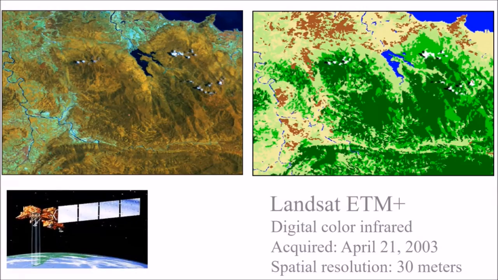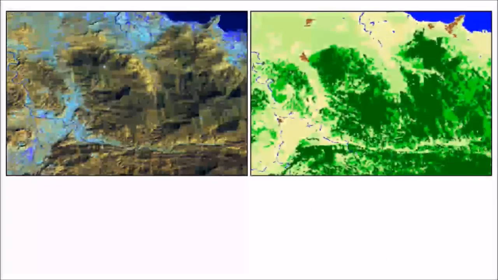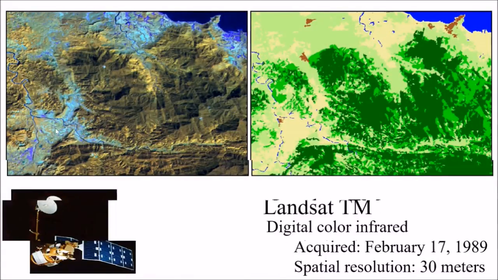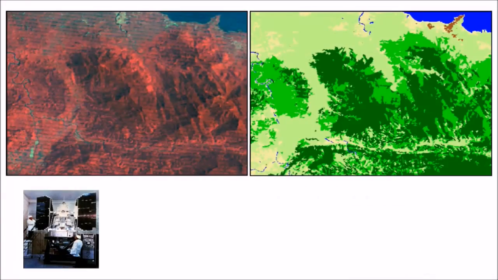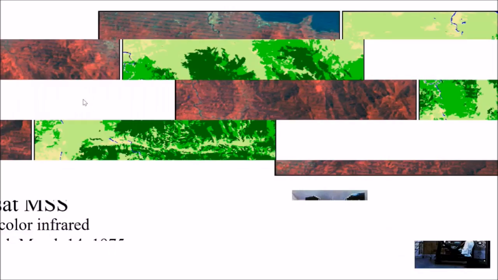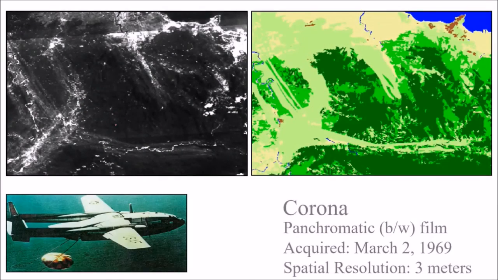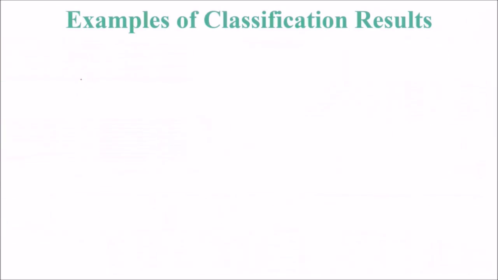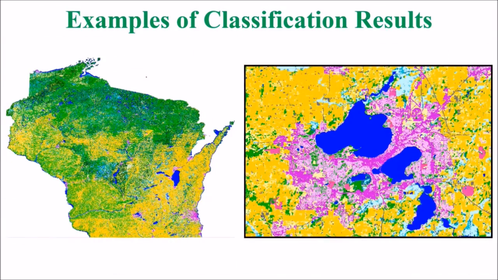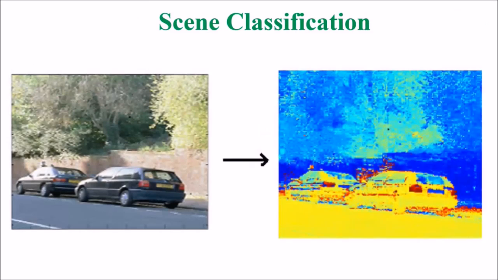These are the examples of Landsat ETM, digital color infrared. And this is the example of Landsat Thematic Mapper. This is the classification result of Landsat MSS. This is the example of Corona, that is the panchromatic black and white film. So we have examples of classification results. We have already seen this. Just have a look. This is how we classify the scene.